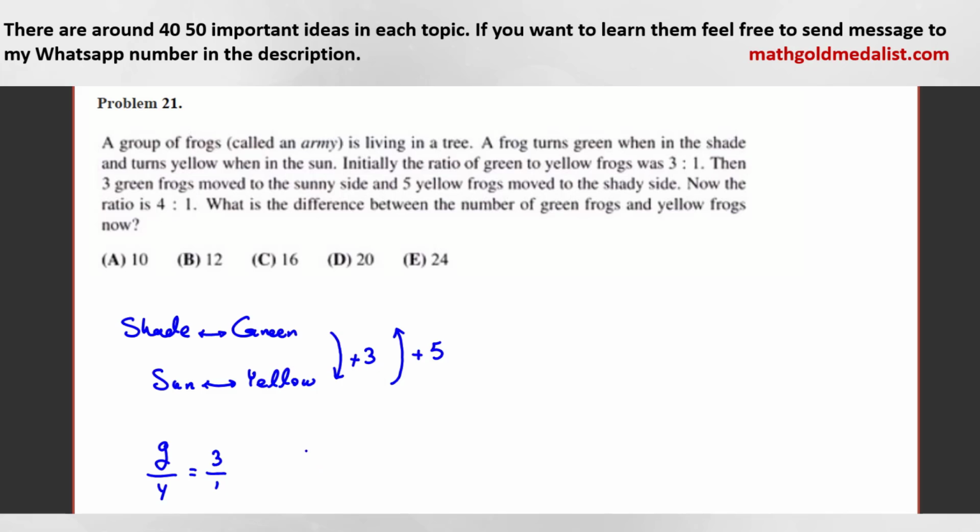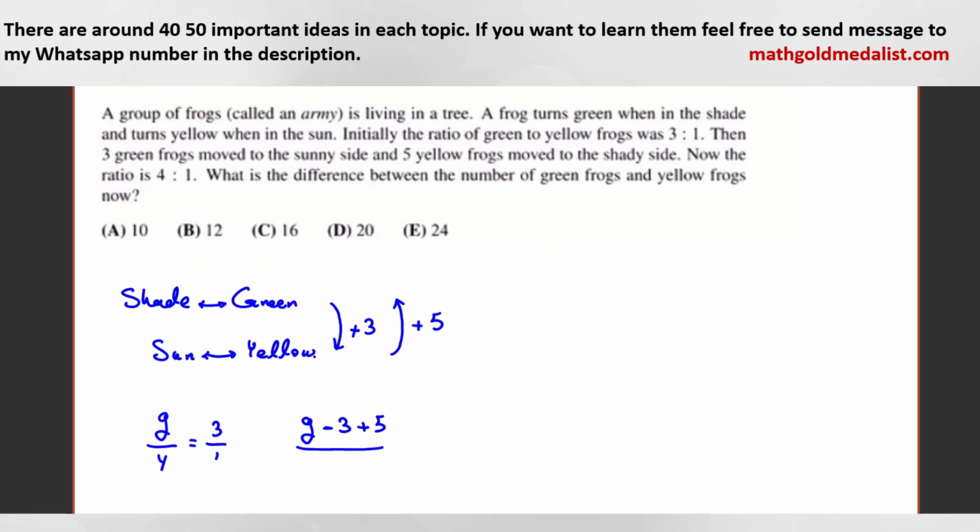Let's write the new ratio. For green we have -3 plus 5, because 3 of the greens are now yellow, so we subtract, but we have 5 from yellow to green, so plus 5. For yellow, we have plus 3, because 3 from green are yellow now, and 5 from yellow are green, so minus 5. This is equal to 4/1.